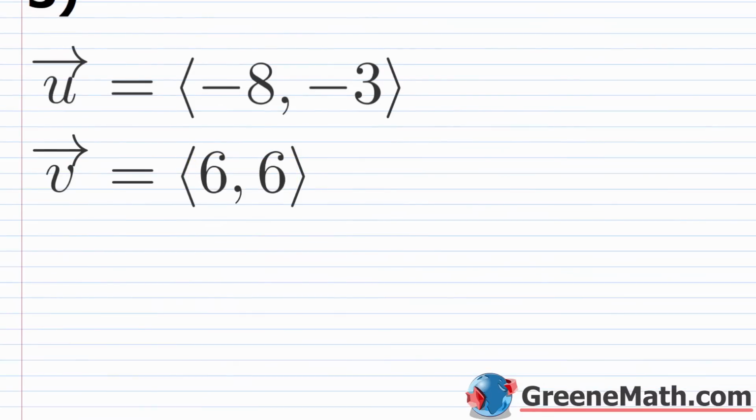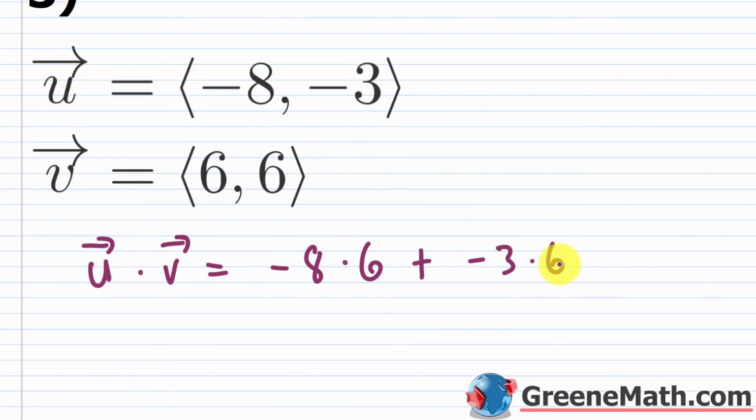So if you want to find the dot product, you would say this vector u, and then dot this vector v. All you're going to do is start by multiplying the horizontal components together. So in other words, -8 times 6. Then you're going to go plus. You're going to multiply your vertical components together. So -3 times 6, like this, and that's all it is. It's a very, very simple process. So we would say that -8 times 6 is -48, and then plus -3 times 6 is -18. So -48 plus -18, that's going to give me a result of -66.